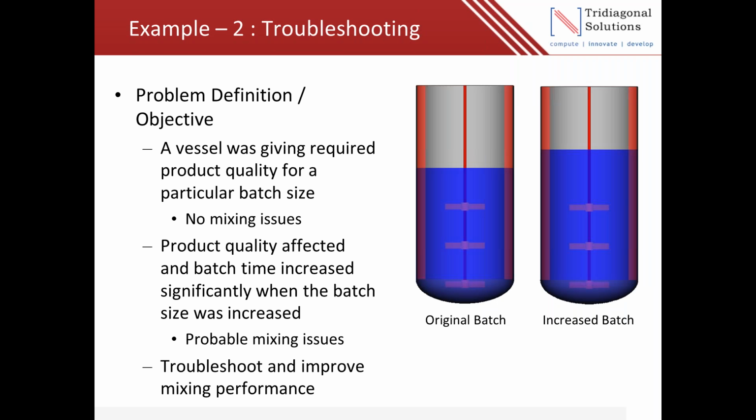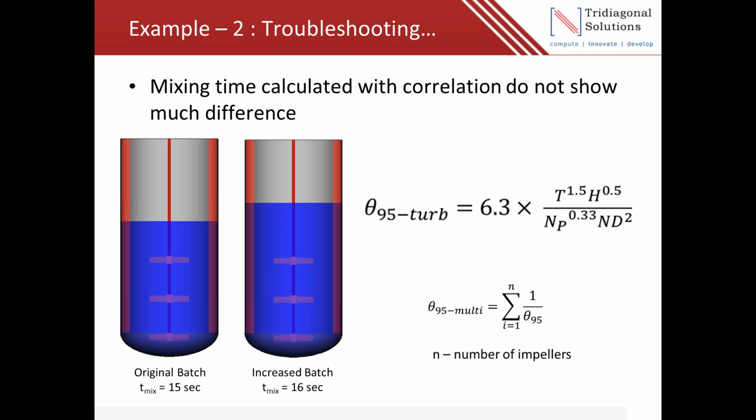Let's look at the second application, which comes from one of our consulting projects where we were trying to troubleshoot an issue posed by our client. The problem was that the vessel was giving the required productivity at a particular batch size. Because of some requirement, the batch size was slightly increased. You can look at the typical impeller spacing with the original batch size. With this increase in batch size, a problem with product quality was observed, and it was thought that it could be a mixing issue.